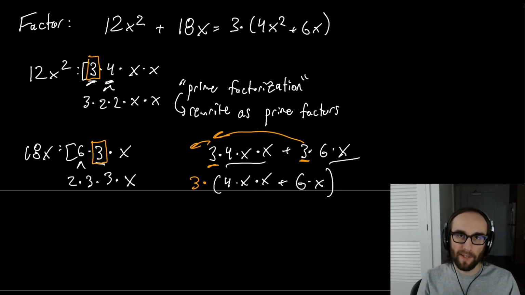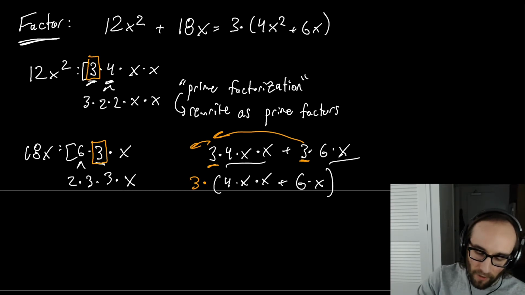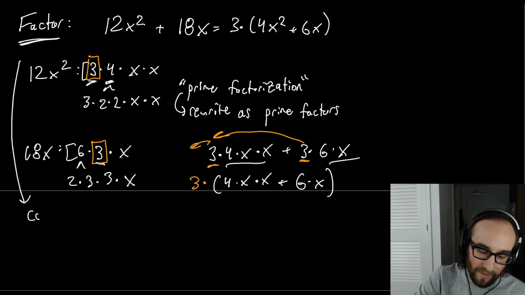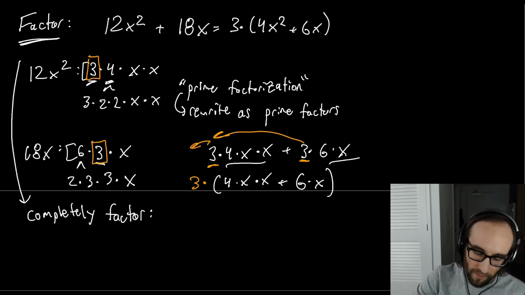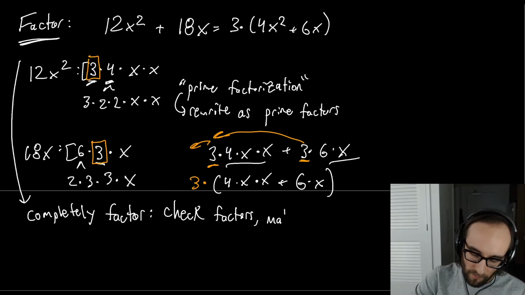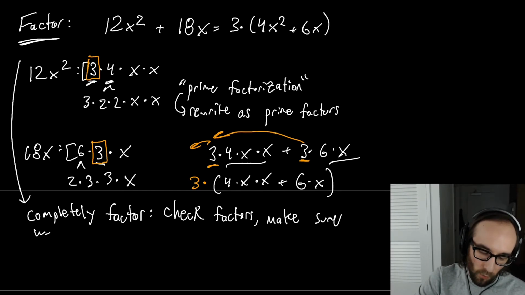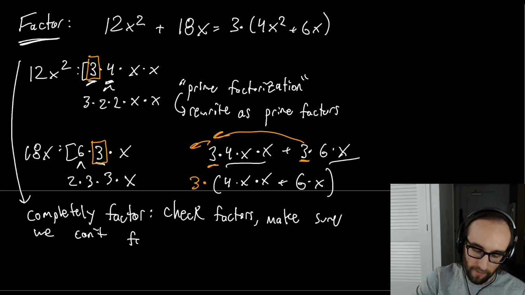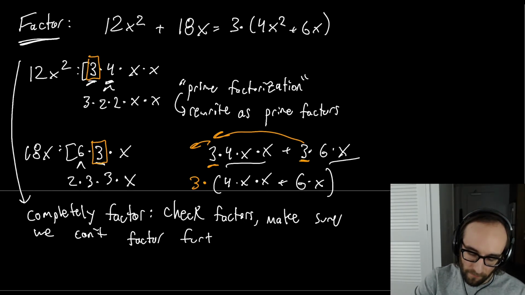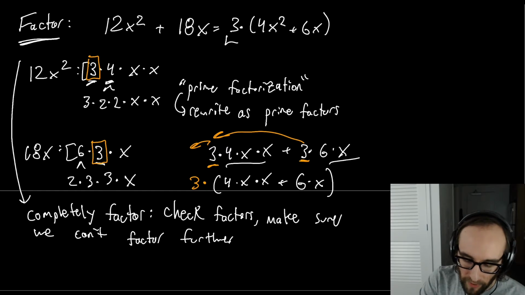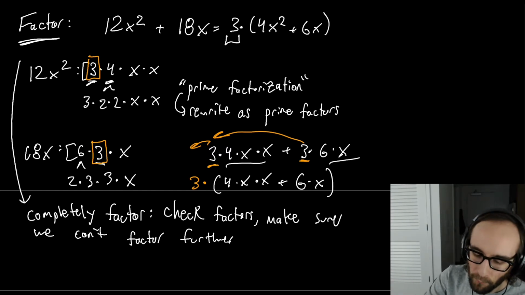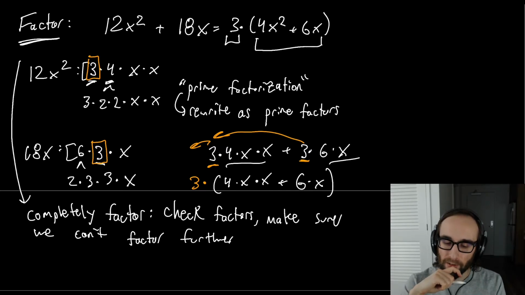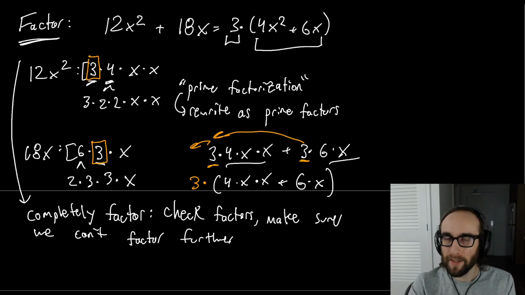However, we aren't completely done, because when we're asked to factor, that means we need to completely factor. So we need to check the factors that we come up with and make sure we can't factor further. So 3 we know is prime, so we can leave that. 4x squared plus 6x, however, is not prime. In other words, we could rewrite this as more factors. So what we need to do is keep going.